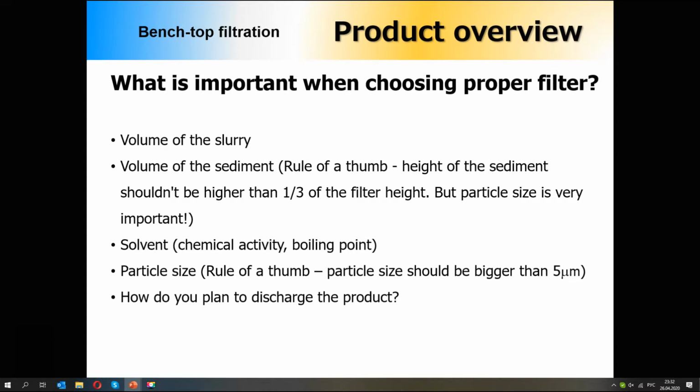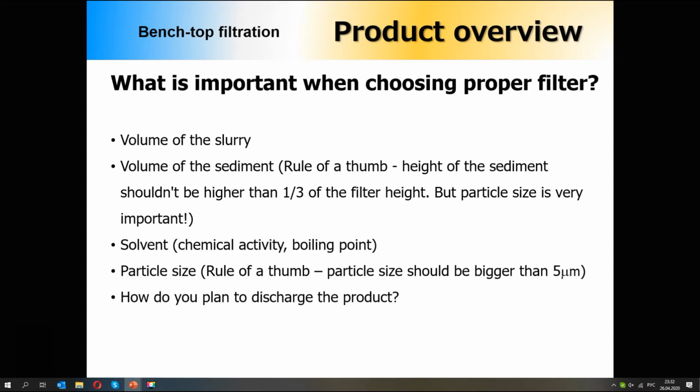But particle size is very important as well. We will talk about this a bit later. So why one third of the filter height? This is, as I said, kind of a rule of thumb.